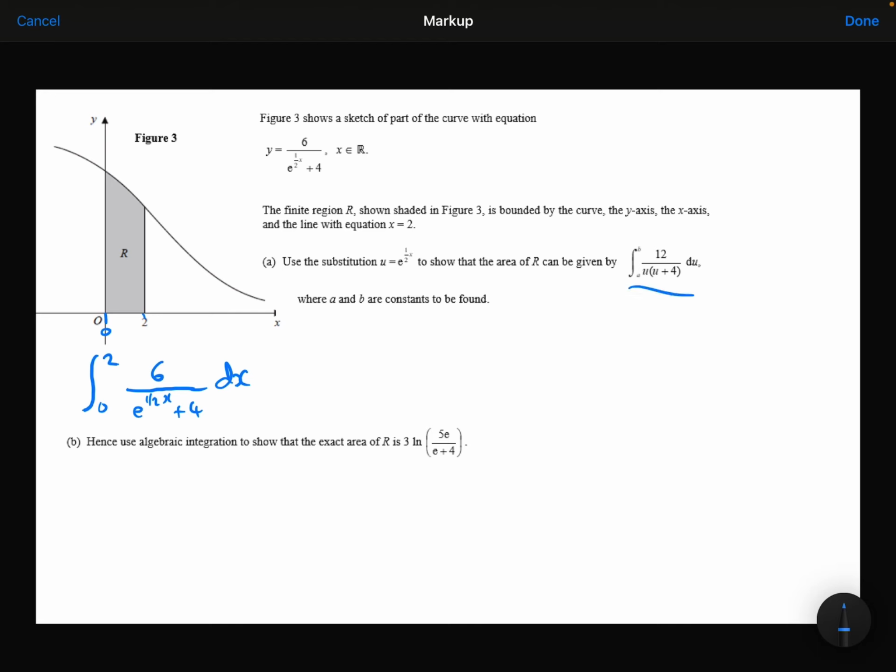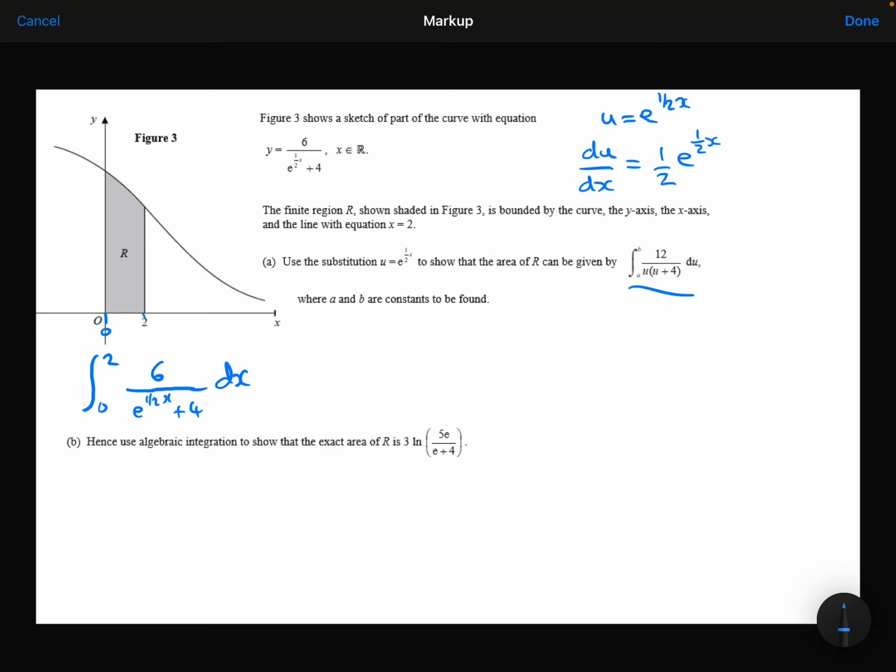So we'll start off by differentiating our substitution. So u is e to the half x. When I differentiate that, I get du by dx. The exponential differentiates to be the exponential, and then I times by 1/2 because of the chain rule.